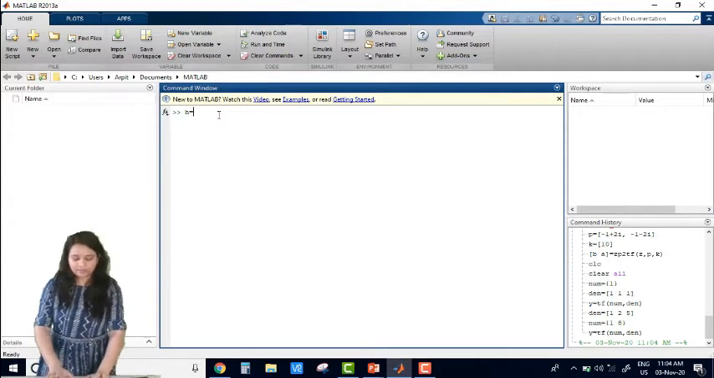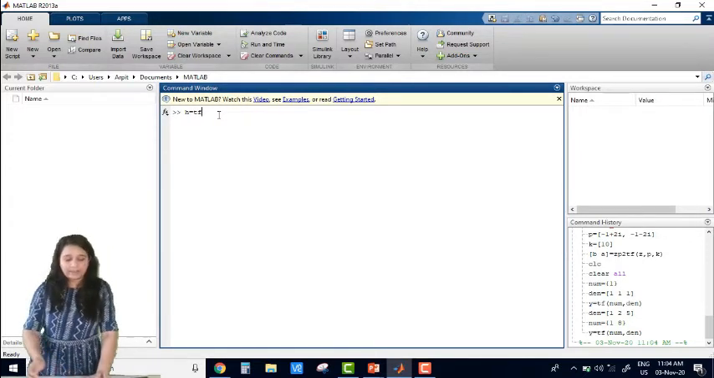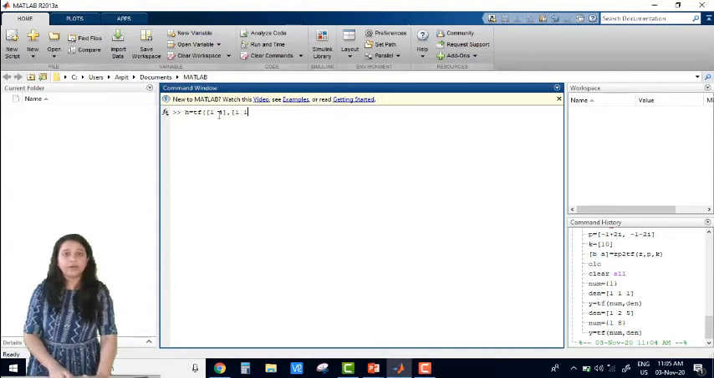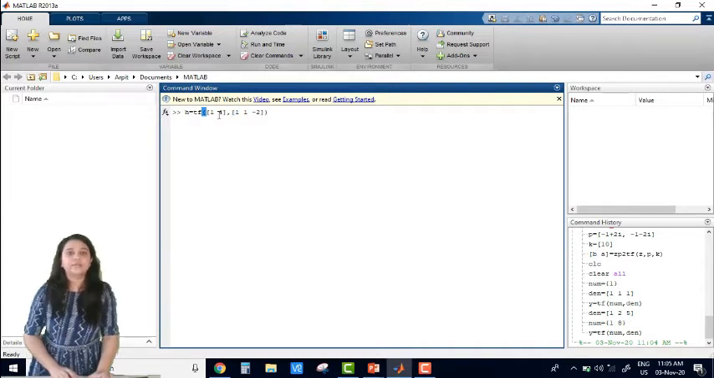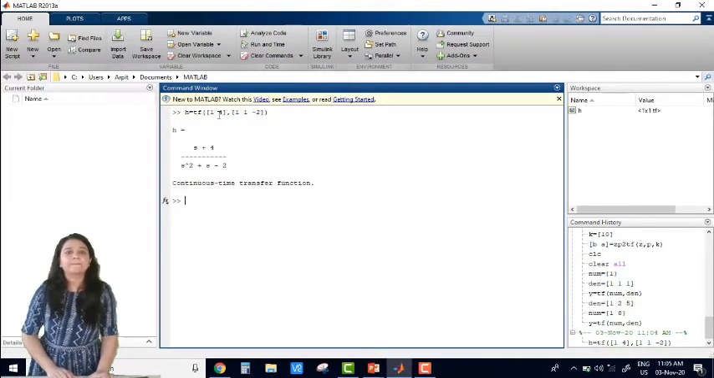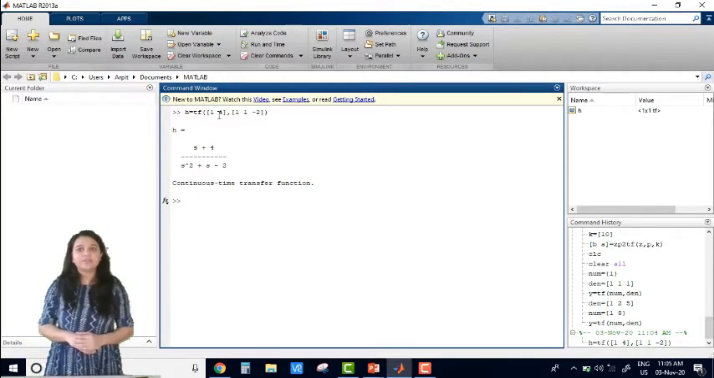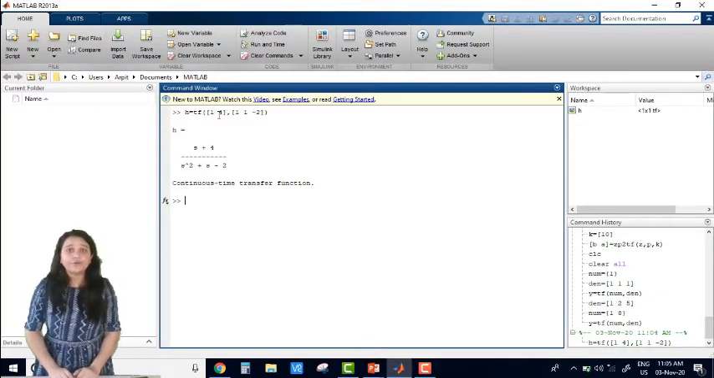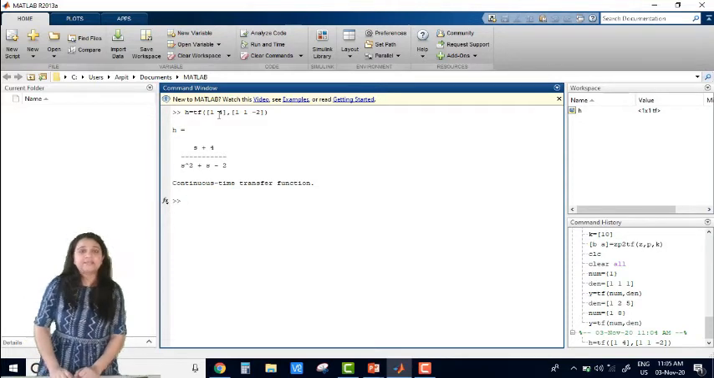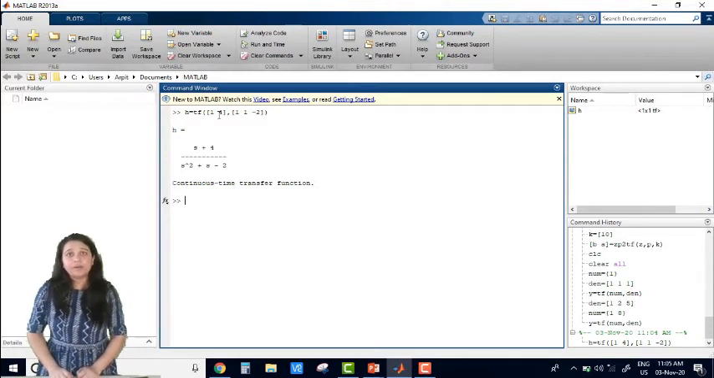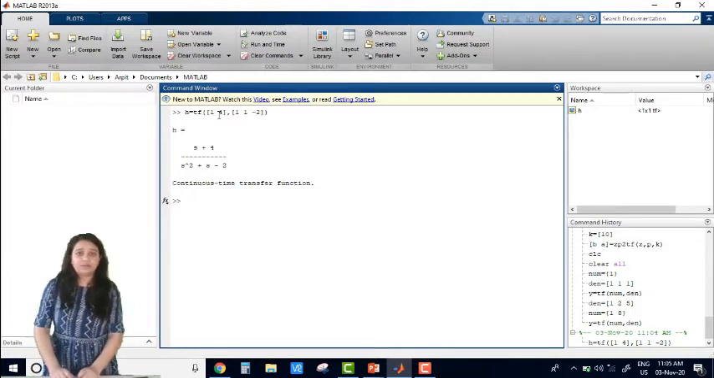Suppose h is equal to tf, in the bracket 1, 4. This is the coefficient of the numerator, bracket complete, comma, again bracket 1, 1, -2. Okay, and this bracket is completed. So this is my transfer function of this particular system. It is (s + 4) upon (s squared + s - 2). So in this example, we have the transfer function of this system.